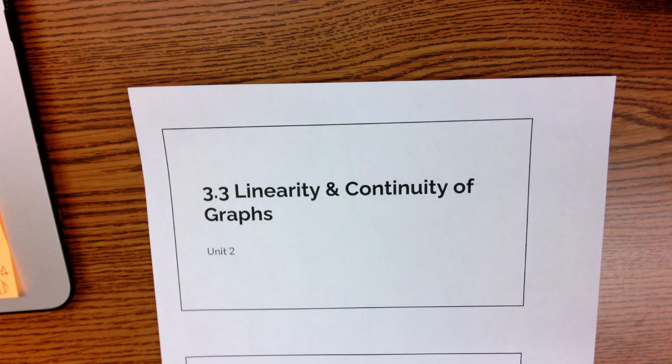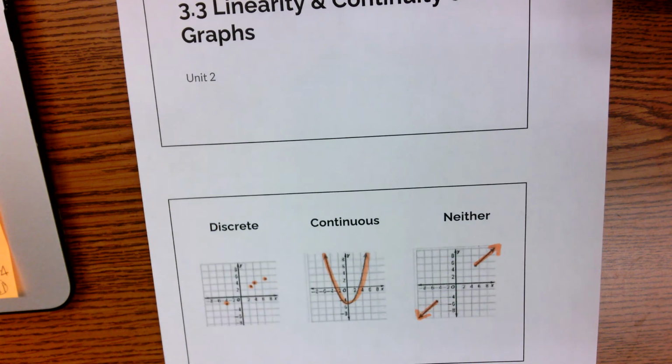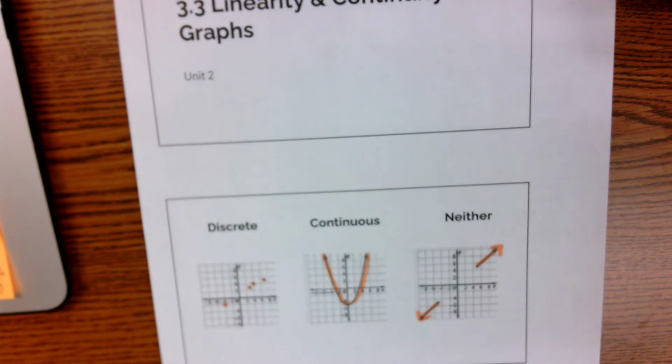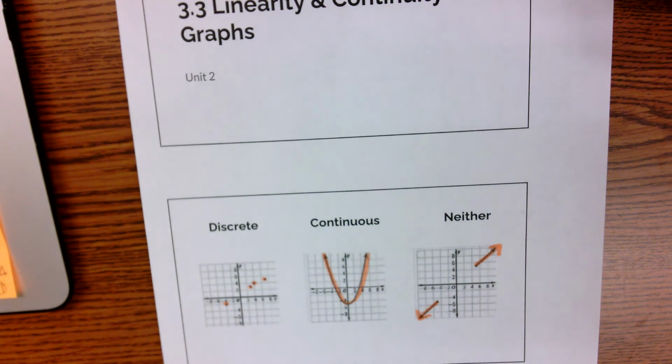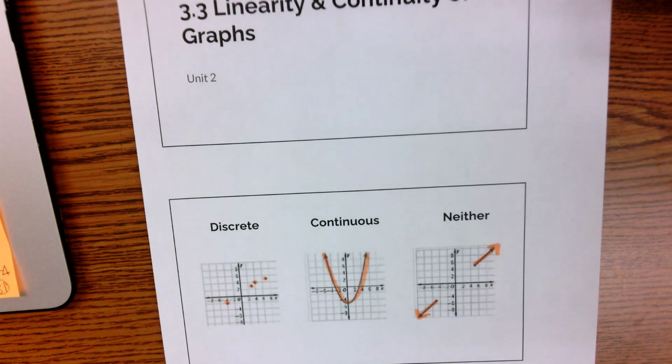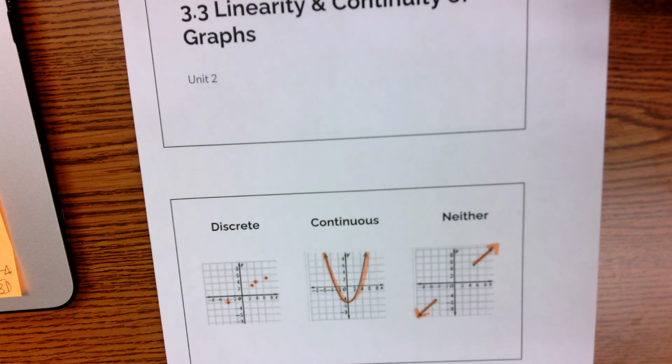We're going to look at section 3.3, linearity and continuity of graphs. And again, we're still in unit 2. So this section starts off with talking about labeling graphs, whether they are discrete, continuous, or neither. And we can tell based on the information that's on the graph.